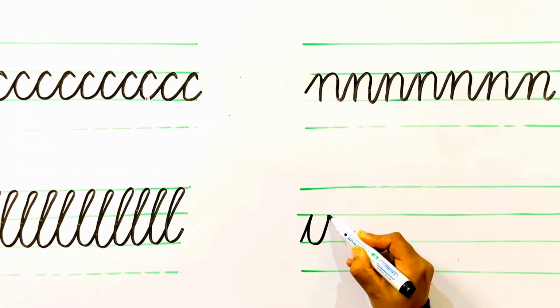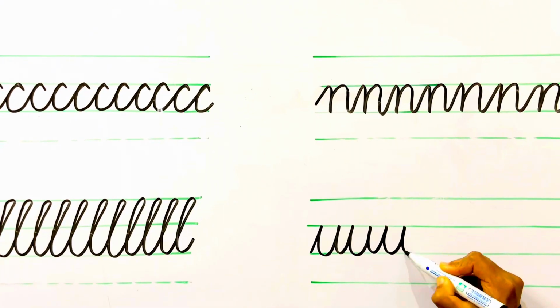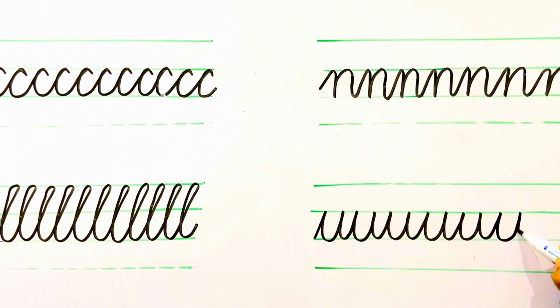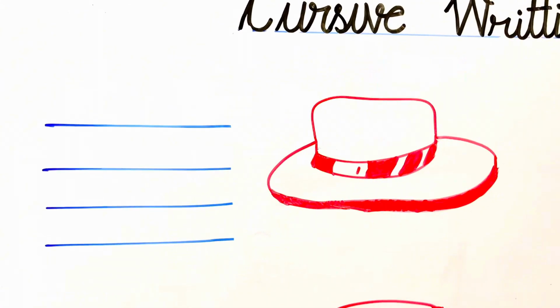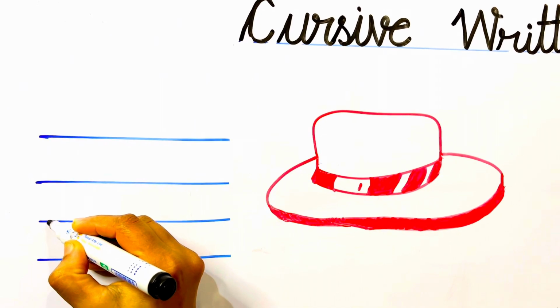To practice up curve in cursive writing, ask students to write letter U in cursive as much as they can without lifting up the pencil. Now we will learn to write 3-letter words in cursive writing. I will tell you how to join one letter with the other.